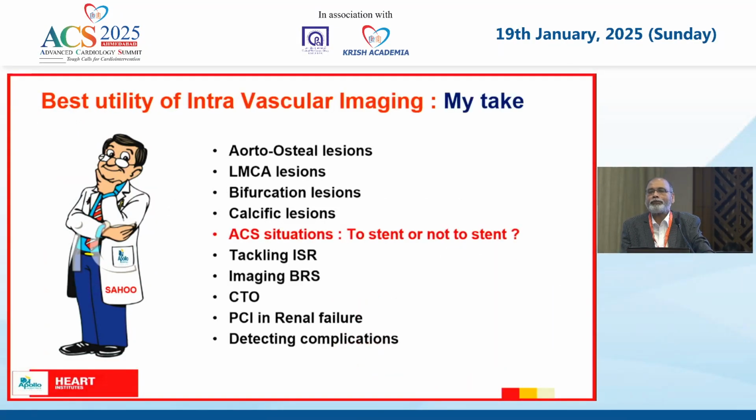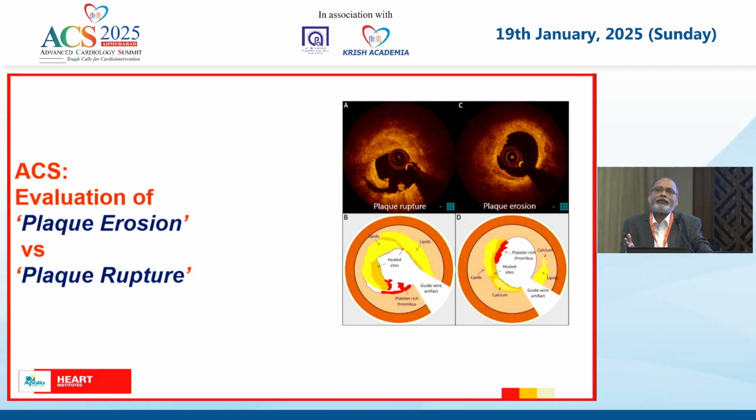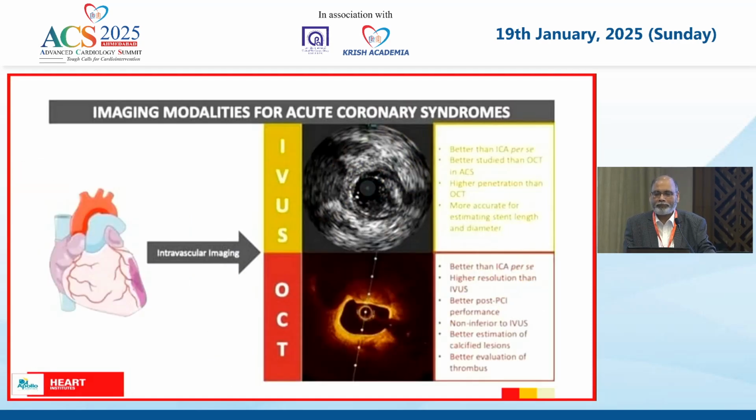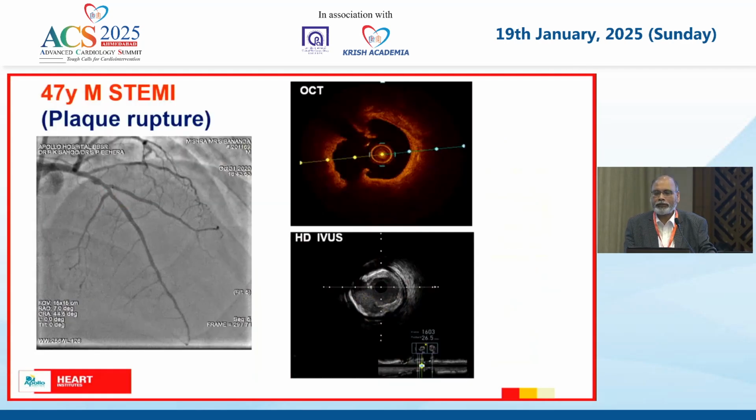Then let's just come to ACS lesions. In ACS lesions, we know that we have to do an OCT because we want to know whether it's a plaque erosion or a plaque rupture. If it's a plaque rupture, it's a stent. If it's erosion, it's all pharmacotherapy. Now, imaging modalities have improved so far as IVUS or OCT is considered in acute coronary syndromes.